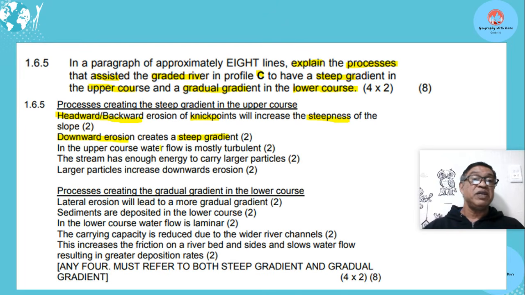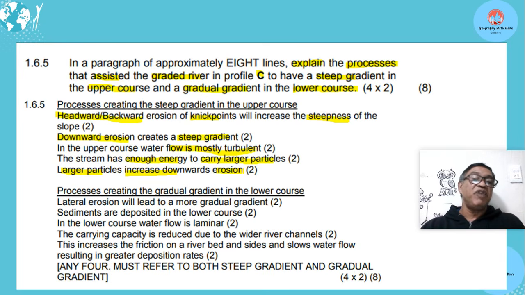It's higher up, so the water is mostly turbulent. There's erosion happening. The stream has enough energy to carry larger particles and not deposit them, keeping the slope steep. And also, larger particles do increase downward erosion. Okay? Can you see now why?